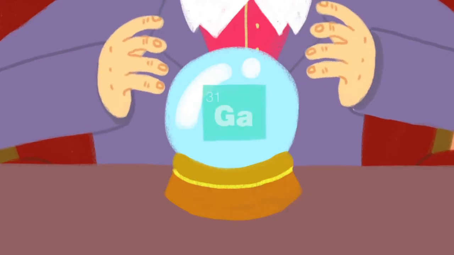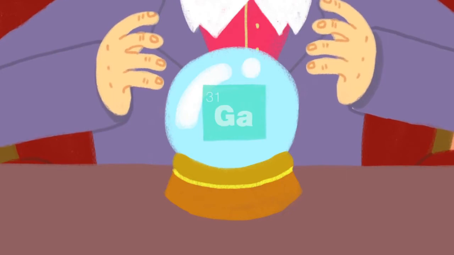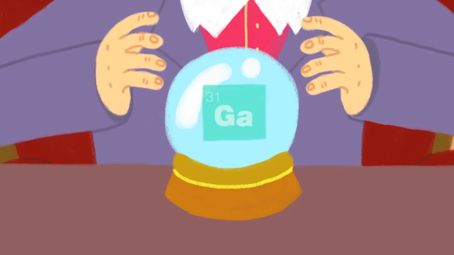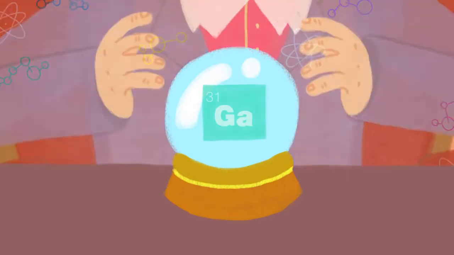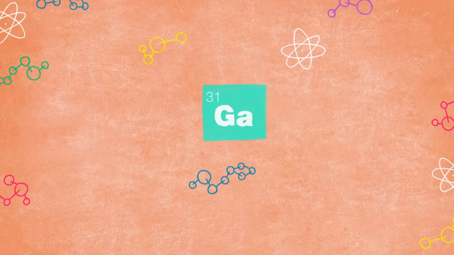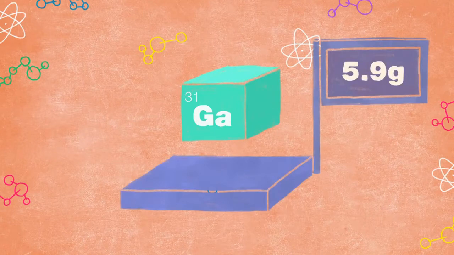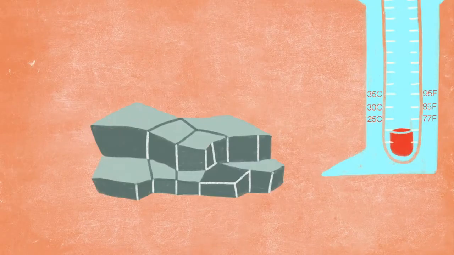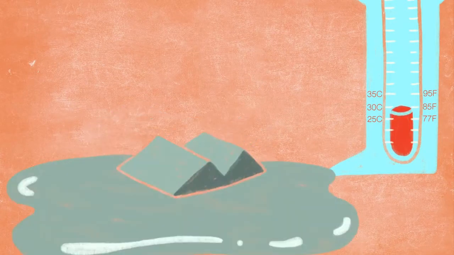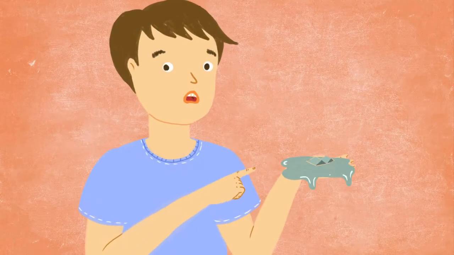Gallium is one step away from aluminum on the periodic table. It's Eka aluminum. So were Mendeleev's predictions right? Gallium's atomic weight is 69.72. A cubic centimeter of it weighs 5.9 grams. It's a solid metal at room temperature, but it melts at a paltry 30 degrees Celsius, 85 degrees Fahrenheit. It melts in your mouth and in your hand.